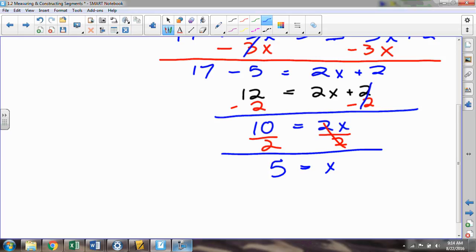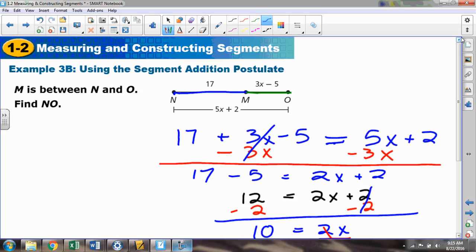Is that what we were asked to do? Not by itself. We definitely needed to do this, but the directions did not say find the value of x. What did the directions ask us to do? Find the value for NO. What is the distance from N to O? It's right here. That distance is 5x plus 2. But after all the other work we did by setting up the equation and solving it, we know x is equal to 5, so we can just plug that right back in.